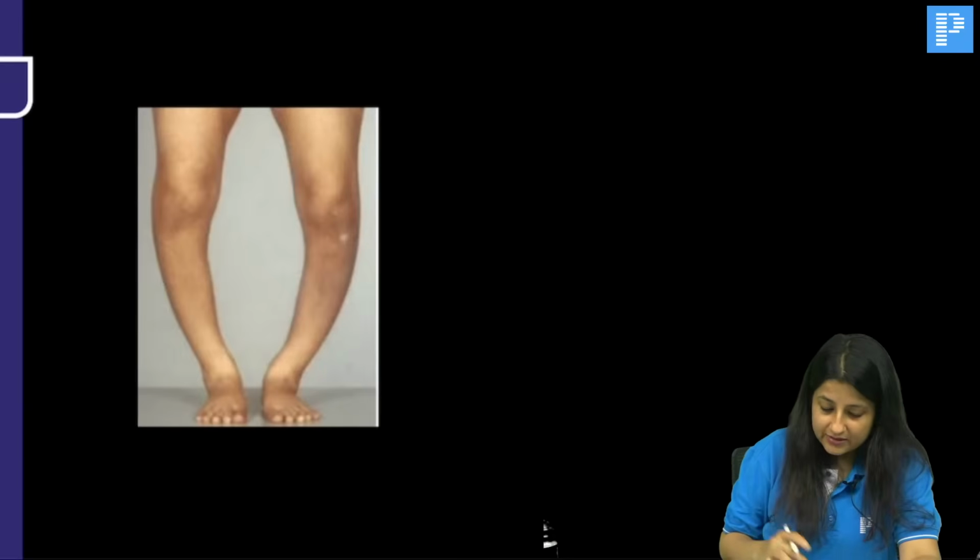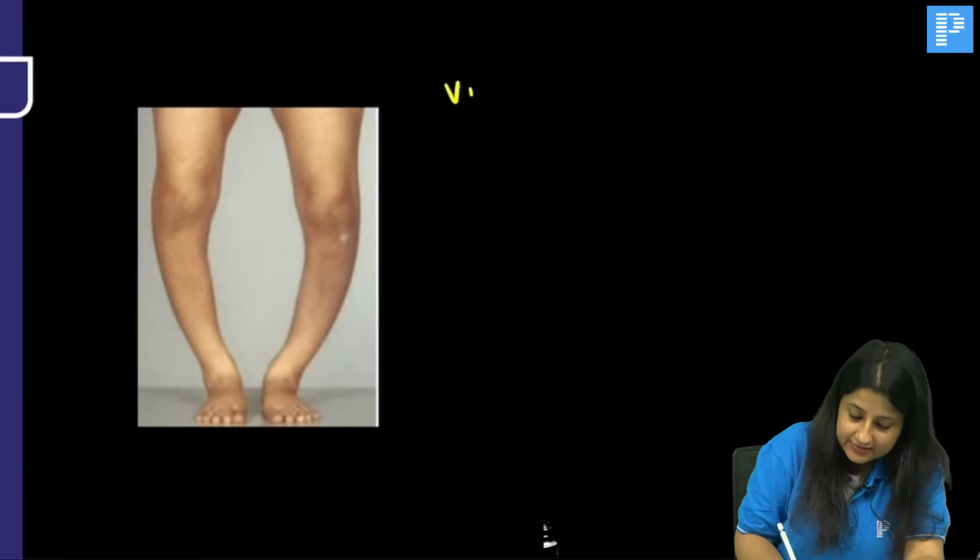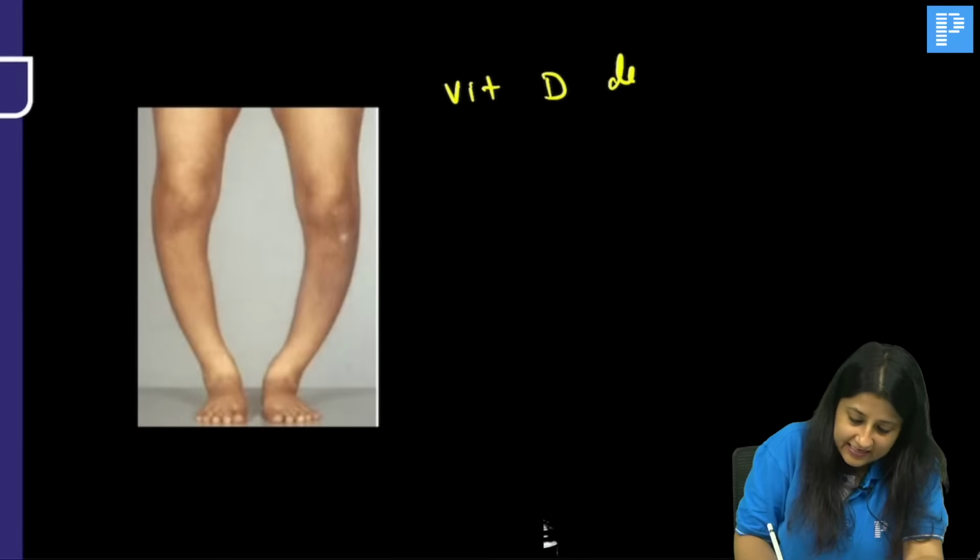Okay? So this is what, guys? This is an image of vitamin D deficiency.